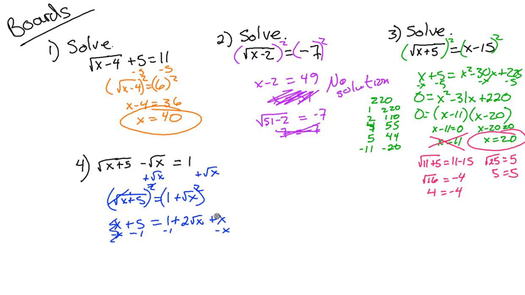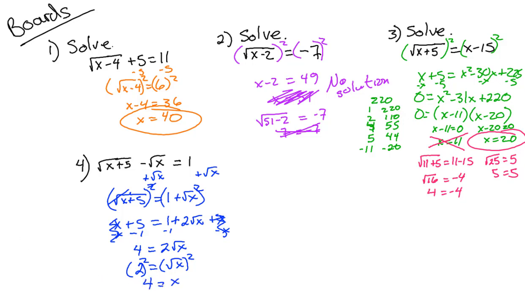Oh, it came apart. Oh, how nice. So this is 4 equals 2 square roots of x. Divide both sides by 2 and we get the square root of x equals 2. Oh, this was too easy. We got x equals 4.